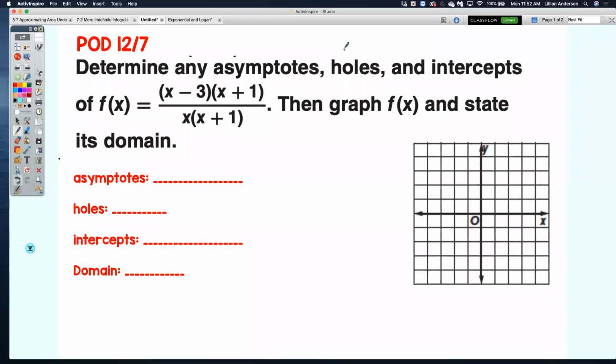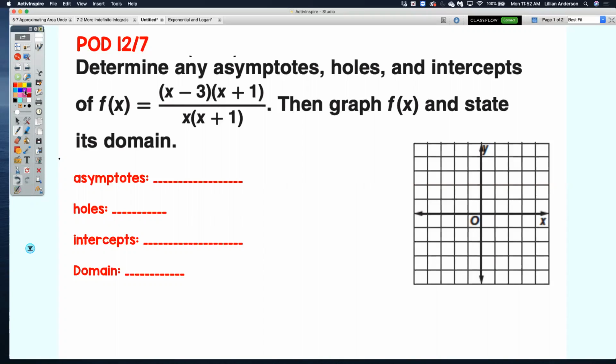Okay, so really and truly, that first part, everybody should be able to do pretty well. Okay? Determine any asymptotes. Okay? Well, there's 3 different types of asymptotes that you can have.